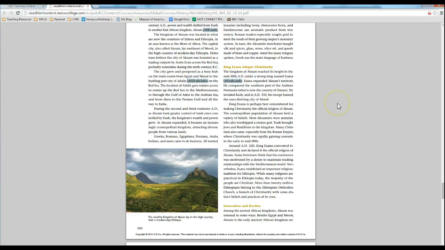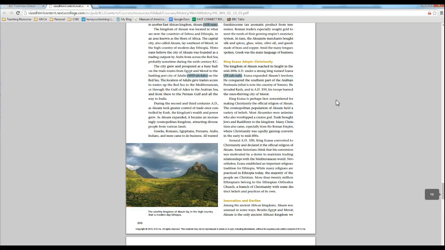The kingdom of Aksum reached its height in the mid-300s AD under a strong king named Ezana. Ezana expanded Aksum's territory. He conquered the southern part of the Arabian Peninsula, what is now the country of Yemen. He invaded Kush, and in AD 350 his troops burned the once thriving city of Meroe.